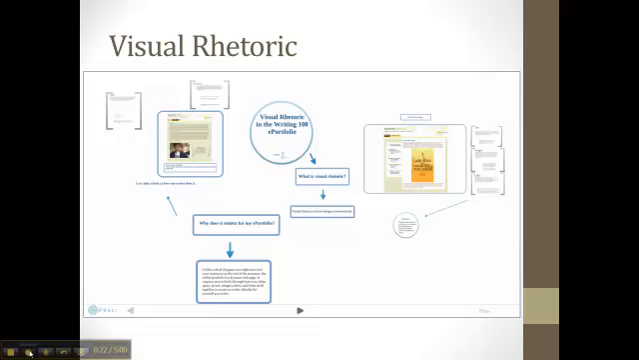Our first project was an introduction to visual rhetoric for students in Sweetland's Writing 100 class. All students taking this class have to complete an online portfolio as part of their coursework. This learning object took 2 parts. The first part was a Prezi, an online presentation software, to introduce students to the basic concepts of visual rhetoric.